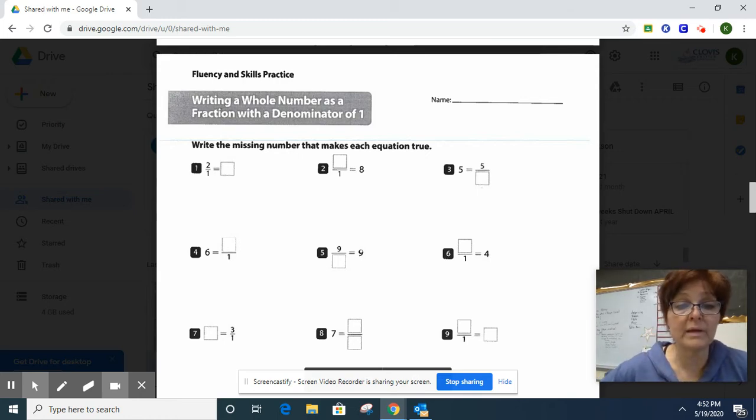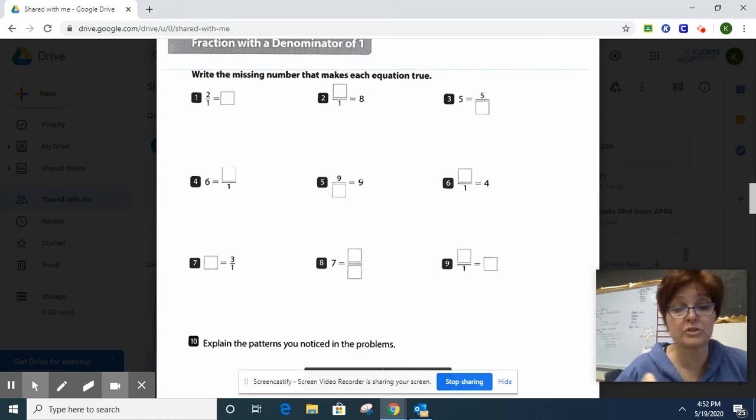Writing a whole number as a fraction with a denominator of 1. Okay, so a whole, and we did not go over this kind of fraction in class, so I can help you with it. I think I did a little bit, but I don't know if we did any work in the book. It's been too long since we've been in class, but I think I went over it briefly.